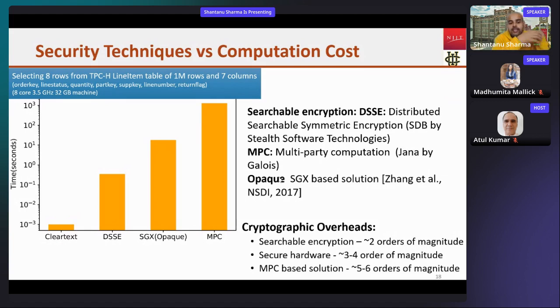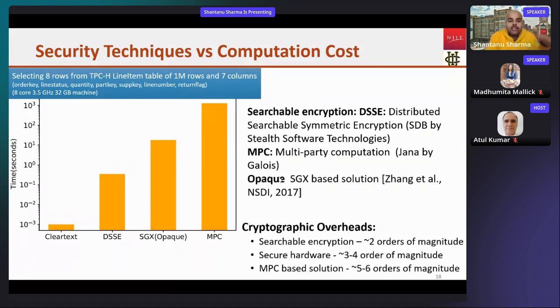So DESC is referring to the searchable encryption based technique. For SGX based techniques, meaning secure hardware based techniques, I took Opaque, and MPC based techniques are secret sharing based techniques that provide a high level of security. So the higher level of security is coming at a very high performance overhead, approximately 1000 seconds. So they are not very scalable, even in a simple selection query, if you compare to the clear text processing. SGX based processing is still not very efficient. They are taking almost 100 seconds.